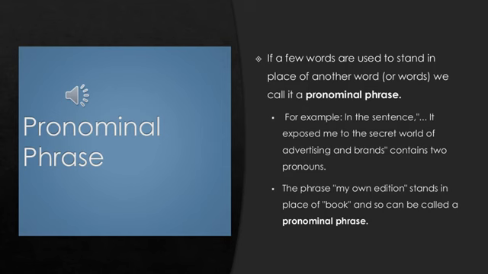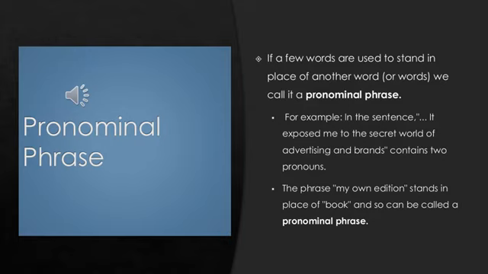Okay, now we are going to be talking about pronominal phrases. If a few words are used to stand in place of another word or words, we call it a pronominal phrase. For example, the sentence "It exposed me to the secret world of advertising and brands" contains two pronouns. The two pronouns would be "it," as it stands in place for whatever introduced this person to the advertising and brands. And the other pronoun would be "me." That is a personal pronoun because it is in place of the person's name.